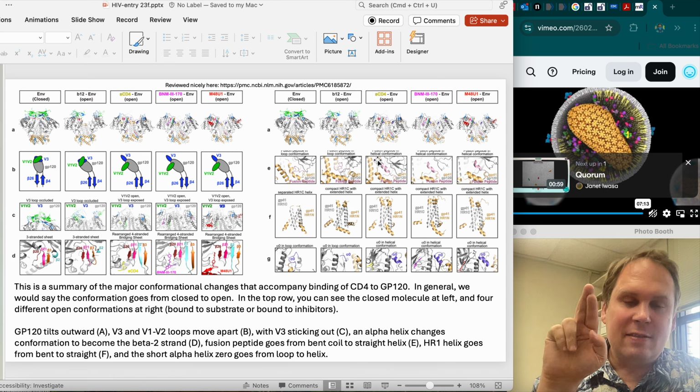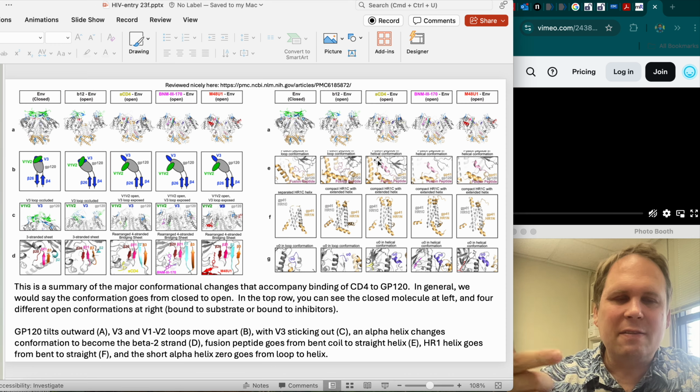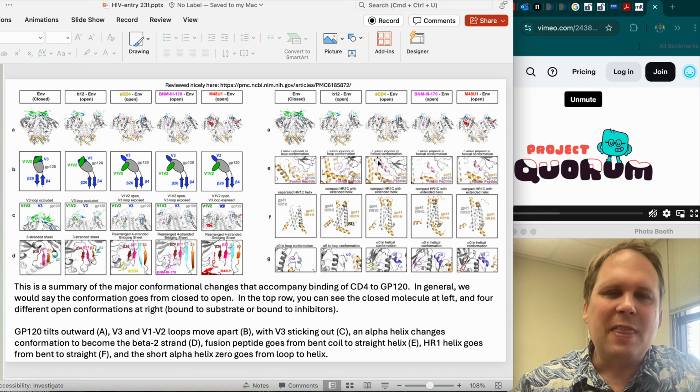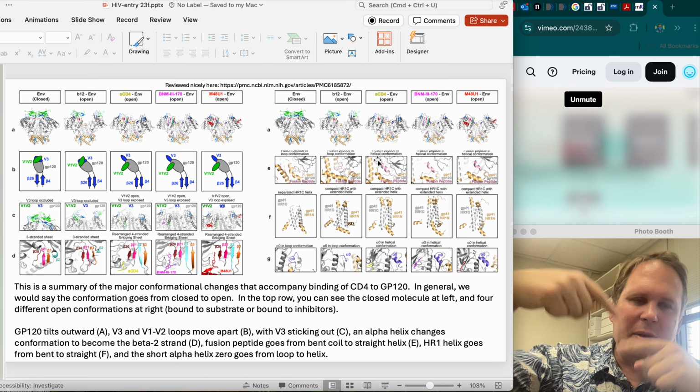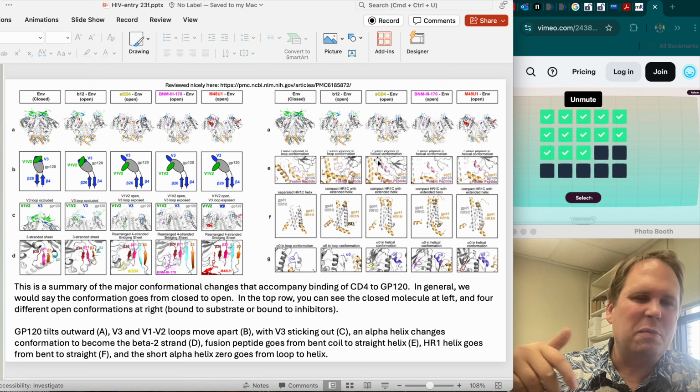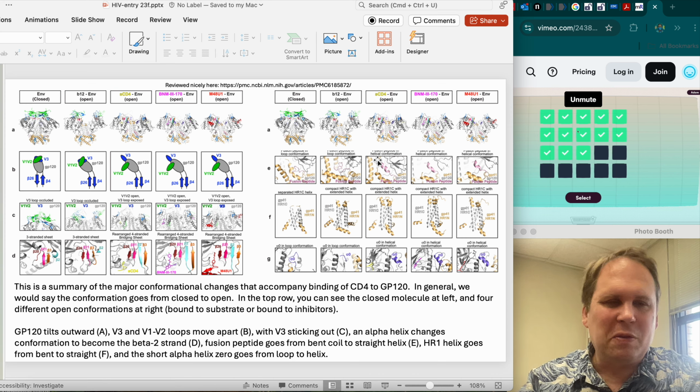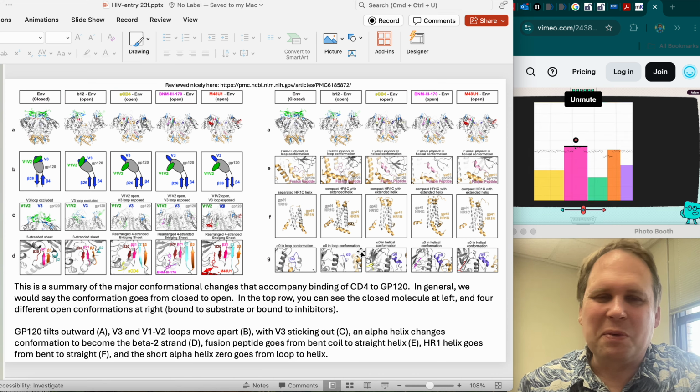Now, if this has still not been activated by furin cleavage, that would be another impediment. It would be harder for this to fold up into the alpha helix that it needs to be, because it would still be attached to the rest of GP120. Yeah, so that wouldn't work.